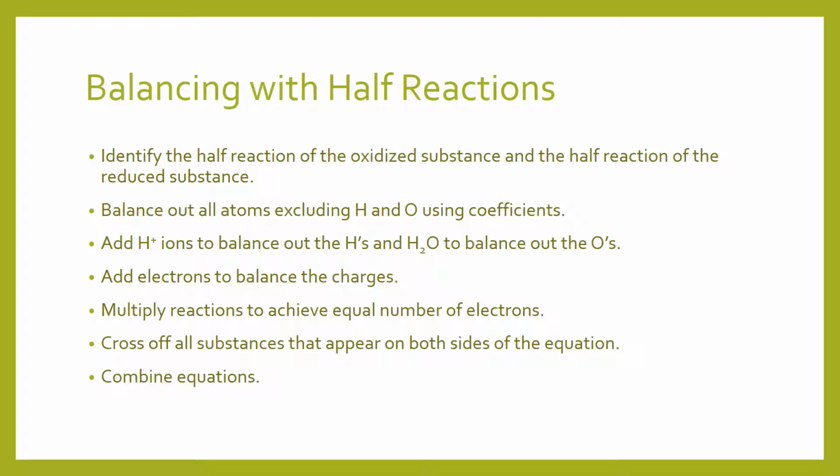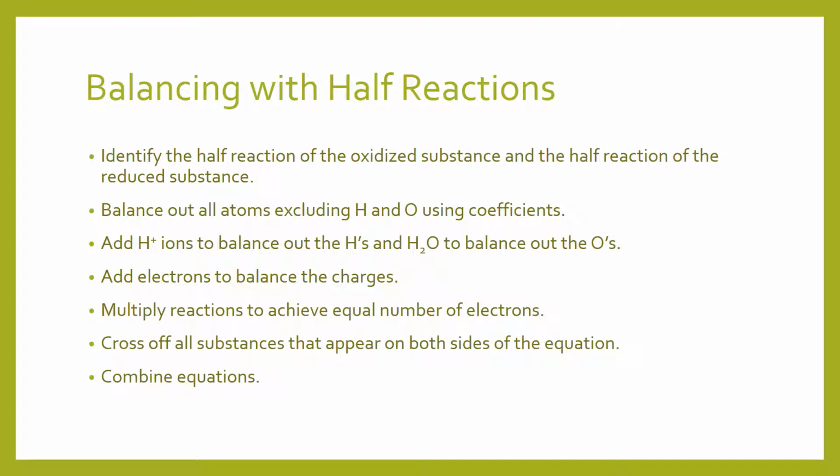By this, I mean to figure out which substance is oxidized and write the reaction of those substances only, and then to do the same thing with the reduced substance. Once we've done that, we will balance out each of those half reactions, excluding hydrogen and oxygen, using coefficients like we would in any other reaction. Then we would add hydrogen ions or H+ ions to balance out the hydrogens and water to balance out the oxygens. Lastly, we would add electrons to balance the charges.